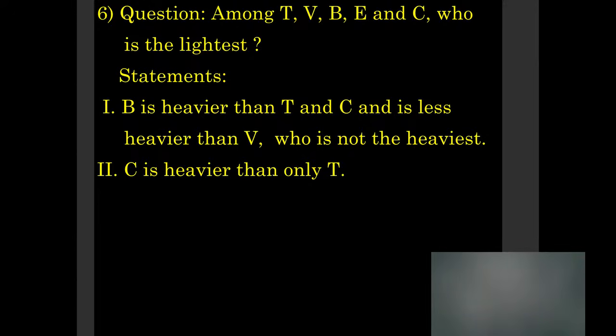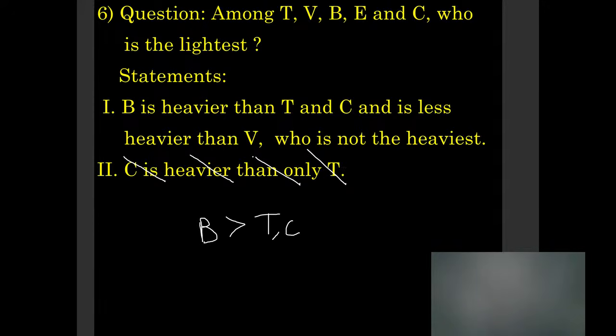Here also we should follow the same. First we should check statement 1 alone. For statement 1 alone, you should not consider statement 2, so I'm striking this. From statement 1 alone, B is heavier than T and C. So B is greater than T and C. As we are not clear with T and C, I'm writing it like this.